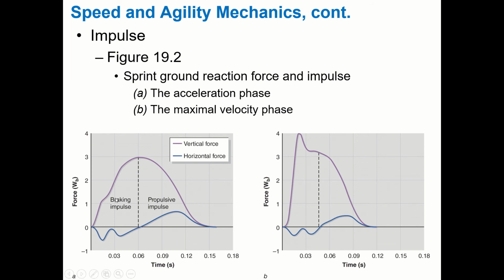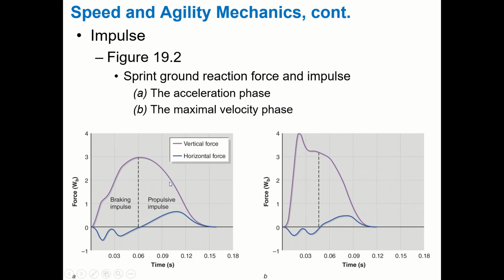And so that's what you've got here. When somebody's pushing against the ground with their foot, the purple line is the vertical aspect of that force, and the blue line is the horizontal component. So we'll start here at this dashed line. When they're pushing out of the blocks, you're going to get a big increase in vertical force, but also within the first tenth of a second, you're going to get a big increase in horizontal force as well.